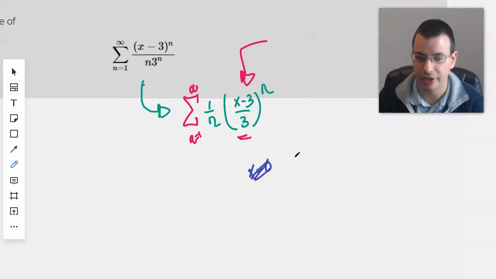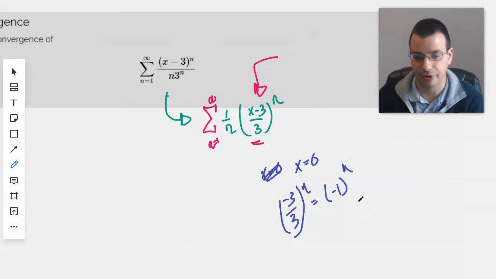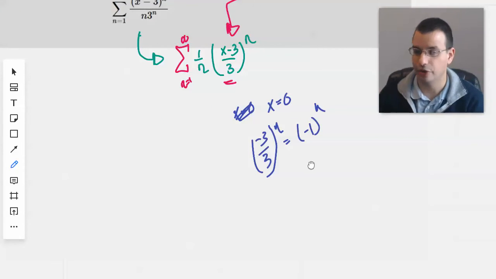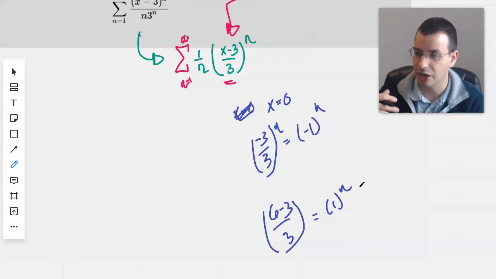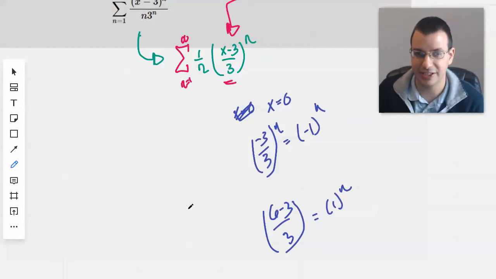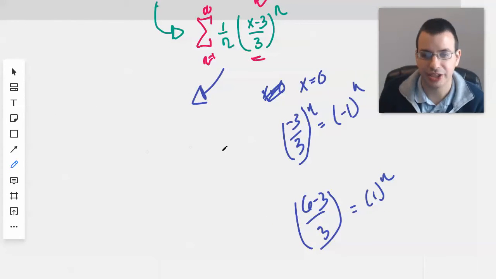If x equals 0, then we'd have negative 3 over 3 to the n, which equals negative 1 to the n. Basically, it alternates back and forth between negative 1 and positive 1. Now, if x equals 6, then it would be 6 minus 3 over 3, and that would equal 1. And 1 to the n would just be 1. So basically, it'd be as if it didn't exist. We're looking at the endpoints, 0 and 6.